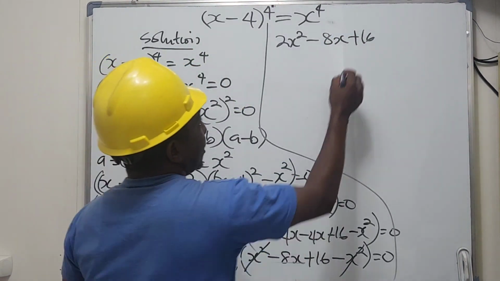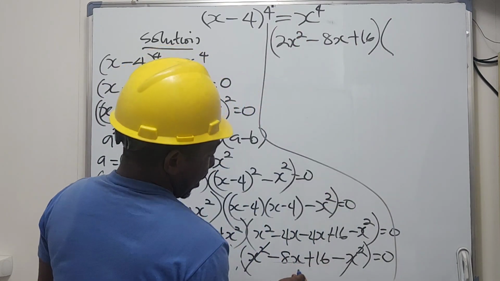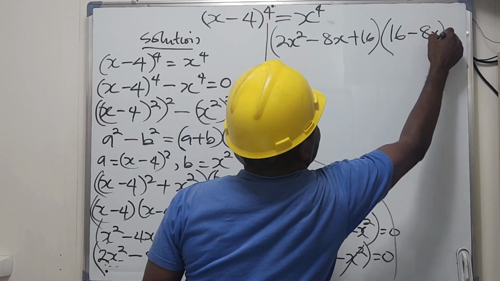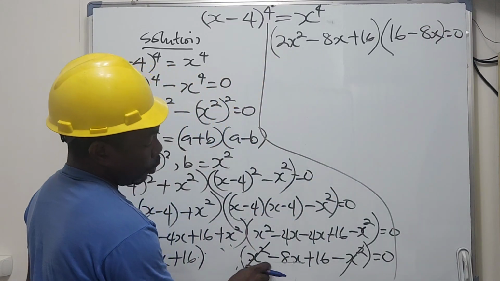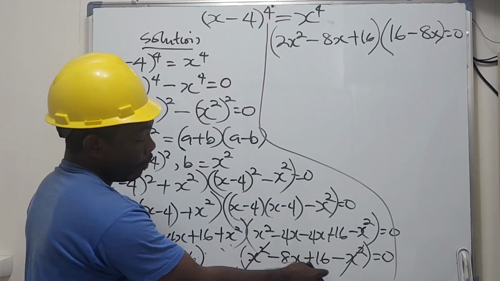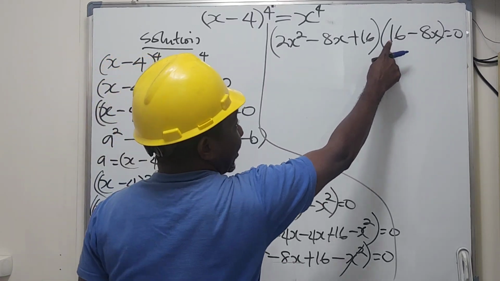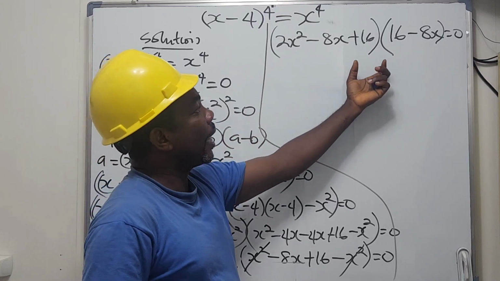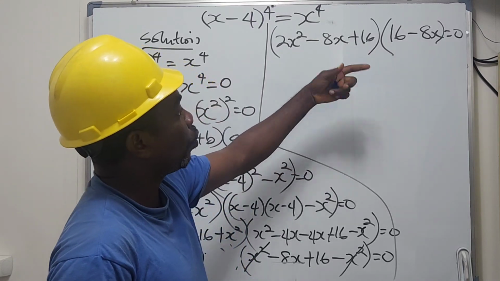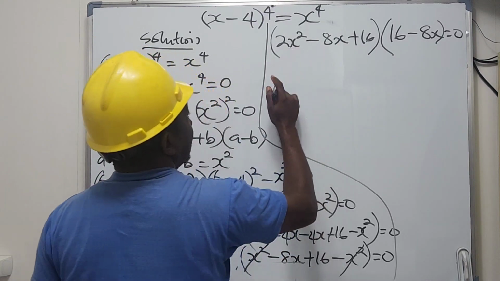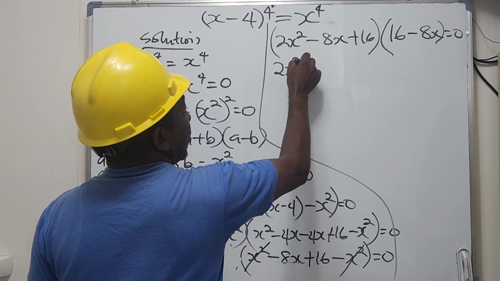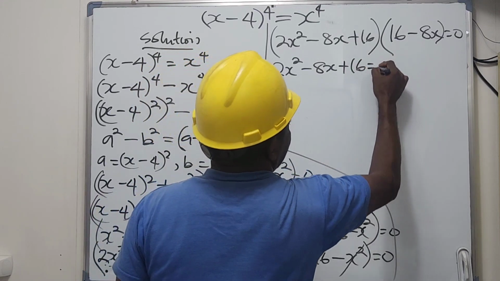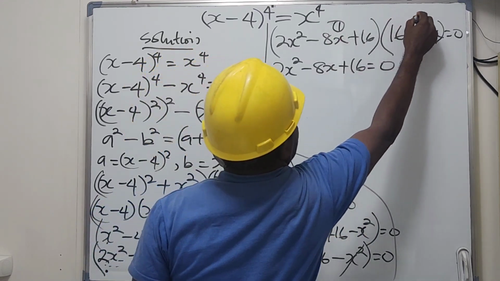Then we have this second parenthesis as 16 − 8x, all equals to 0, because we are now left with −8x + 16. So we write it this other way, 16 − 8x. So here we have two parentheses. It is either the first one equals to 0 or the second one equals to 0. Let's take this one first, where we have 2x^2 − 8x + 16 equals to 0. That is for the first one, and this is the second one.